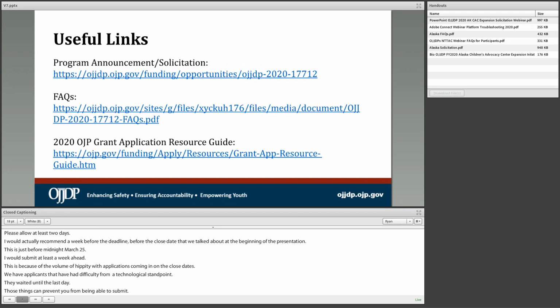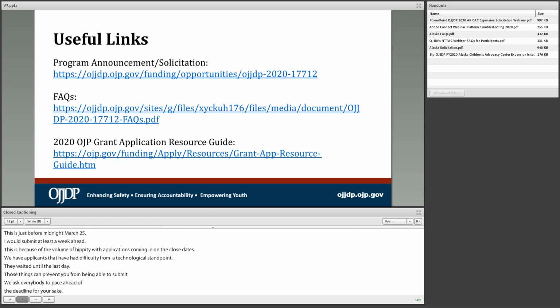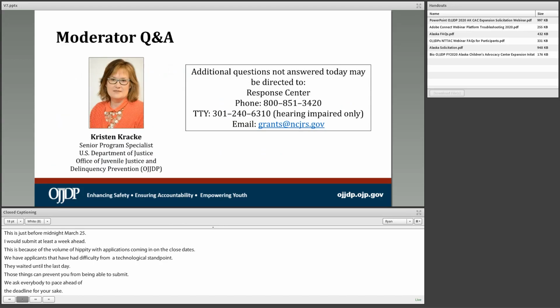And then lastly, there are some useful links related to, again, the program announcement solicitation. There's a frequently asked questions page and our grant application resource guide that all will be helpful in taking you step by step through your application submission.